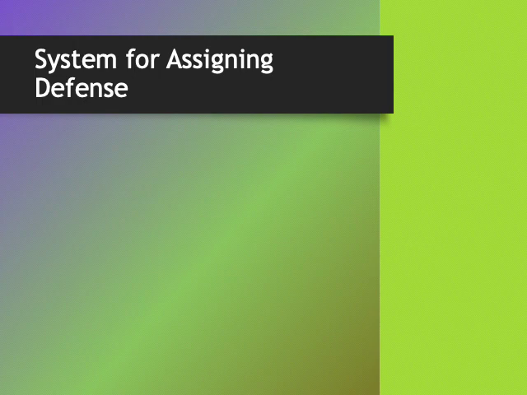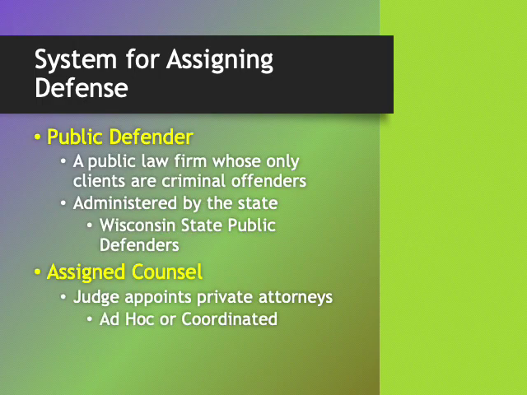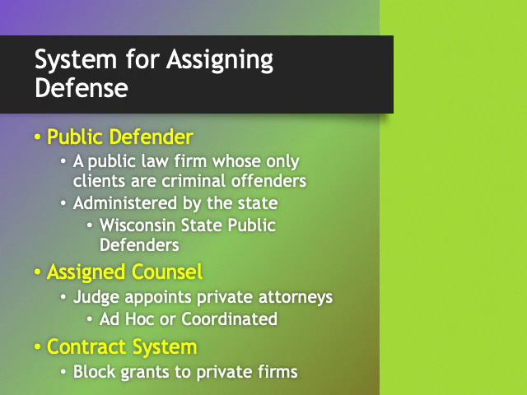So there are three major systems for assigning defense, and I'm just going to go ahead and put these up here all at the same time, and then we'll talk through these. Probably the main way of assigning defense for those who can't afford an attorney is through what's known as the public defender's office. A public defender is basically a public law firm whose only clients are criminal offenders.